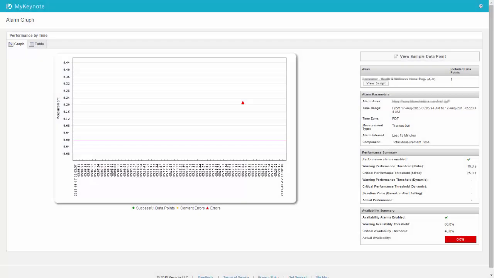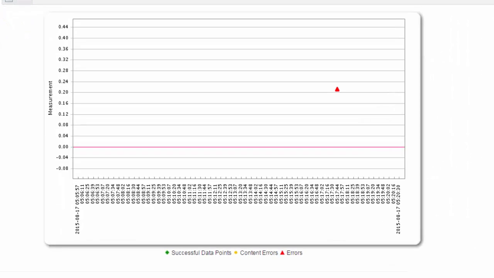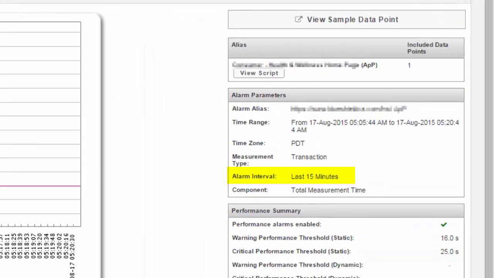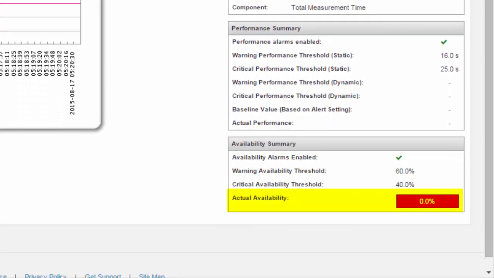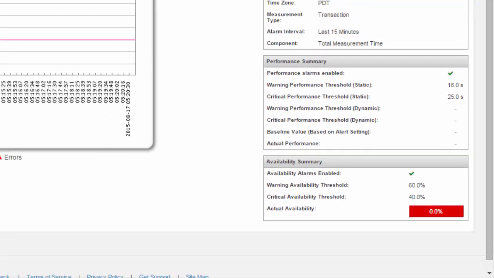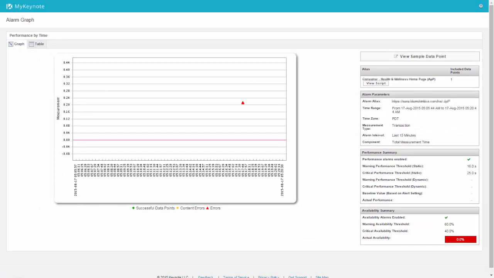At times you'll get an alarm from Keynote that shows availability of 0%. In this case, we've only got one test that has occurred in the last 15 minutes, which is my alarm look-back window. And that one test failed, so your availability went from 100% to 0%. That is a failure to configure the alarm correctly to include enough data points to soften up your availability threshold and let you reach a meaningful percentage.